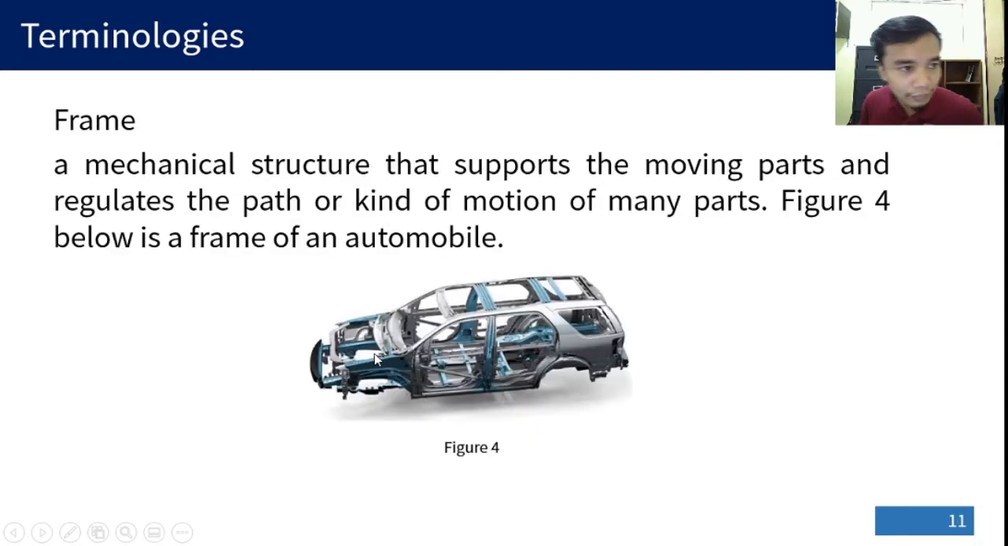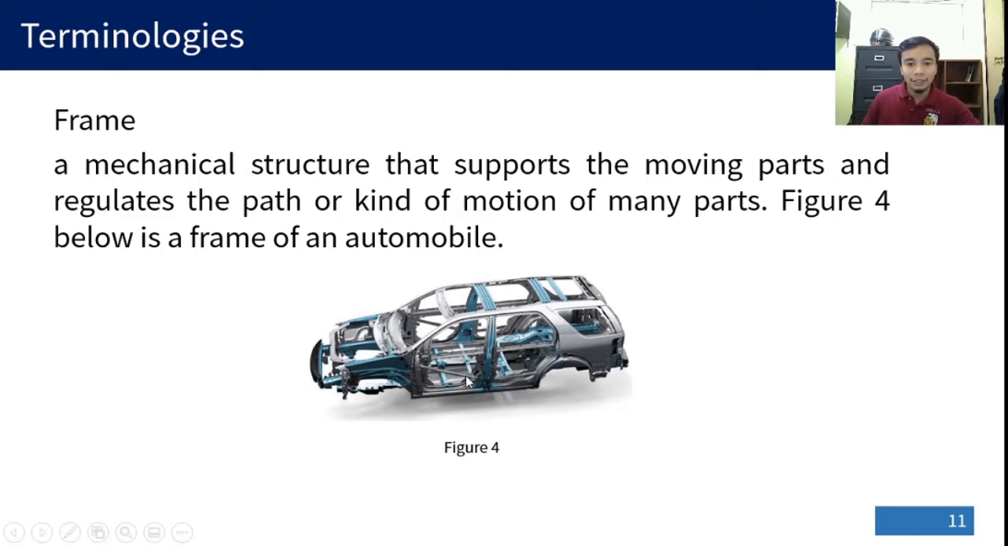Okay? So frame is a mechanical structure. So we have structure, kung siya, isa na siya ka particular na structure that supports the moving parts and regulates the path or kind of motion sa many parts sa usa ka machine. So example ani is kaning frame.